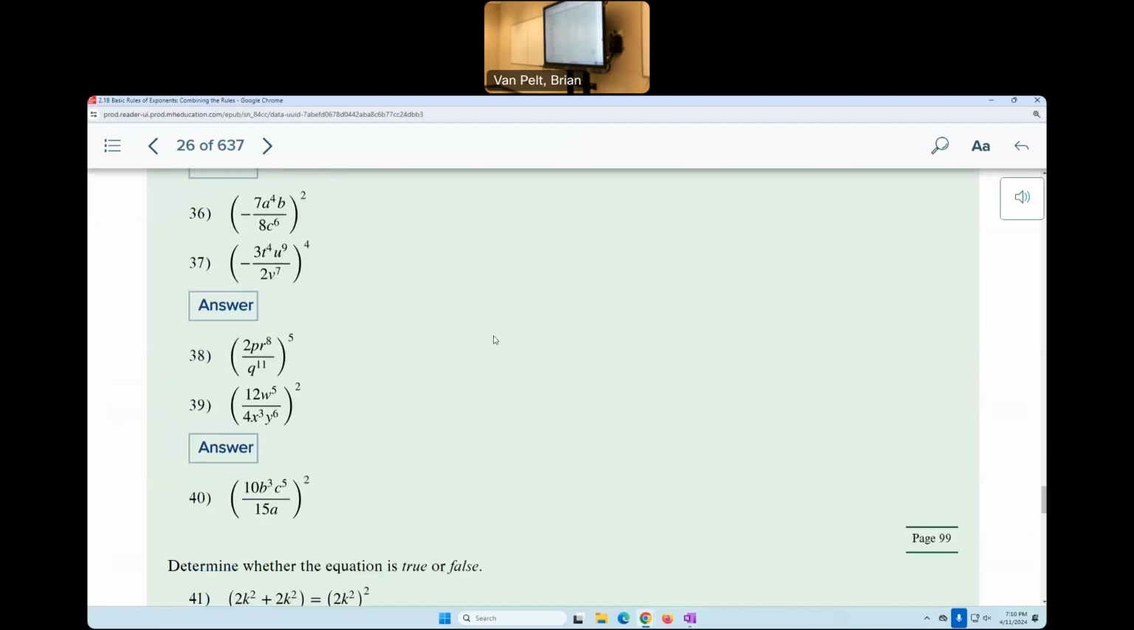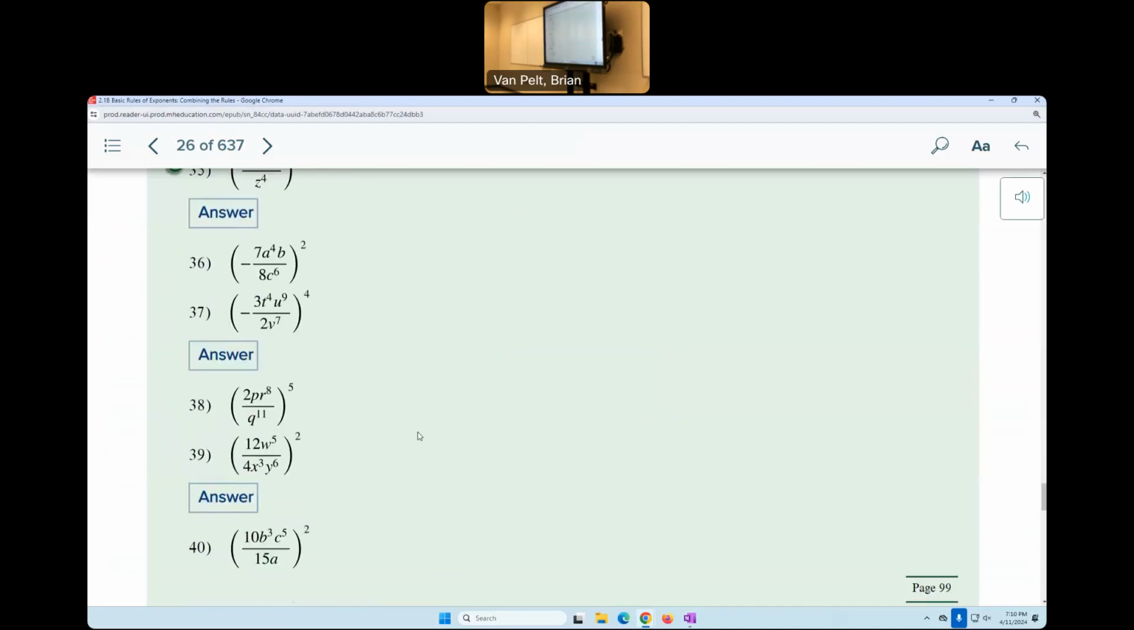I want to find the ugliest looking thing I can before we leave. How about 40? Does that look ugly enough? What looks worse, 36 or 40? 36. All right, we'll take 36.